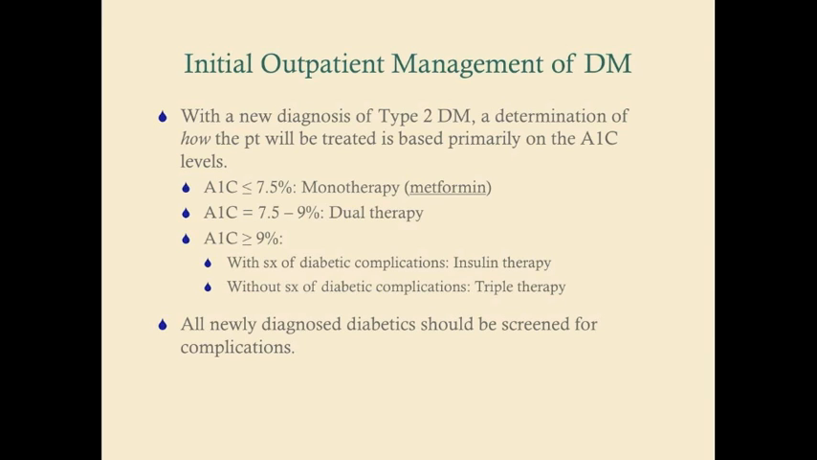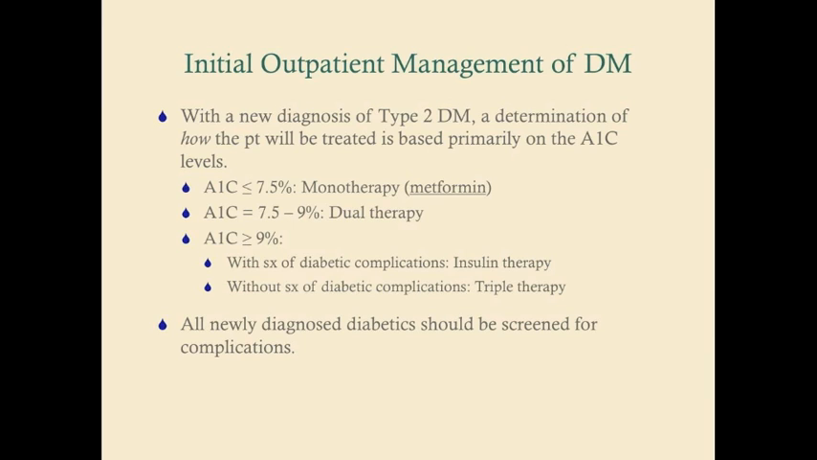Okay, so with every new diagnosis of type 2 diabetes mellitus, we need to first determine how the patient's going to be treated, and it's done based on their A1C levels and whether or not they have complications. So if the patient has an entry A1C of less than 7.5, so we've made the diagnosis of diabetes mellitus, now we take their A1C level, and their A1C level is less than 7.5, we treat them with monotherapy, metformin. Now these are the new American Academy of Clinical Endocrinologists recommendations. We go right to drug therapy in addition to diet and exercise. So less than 7.5% monotherapy, and it's metformin unless indicated otherwise.